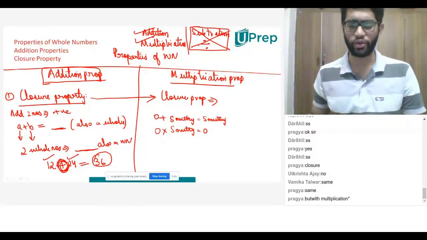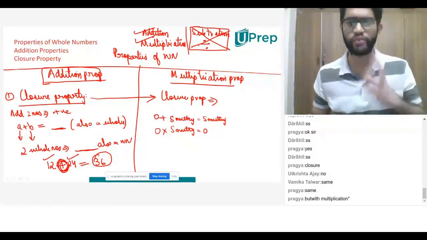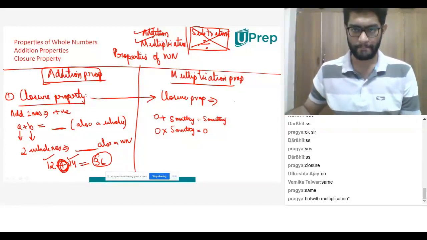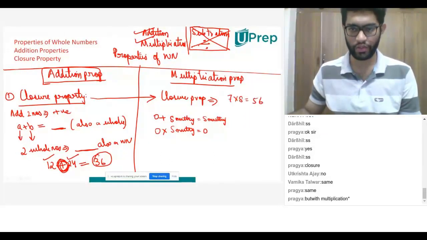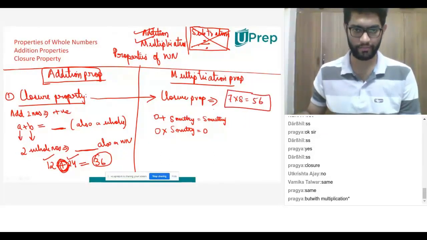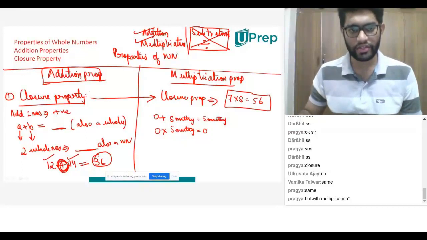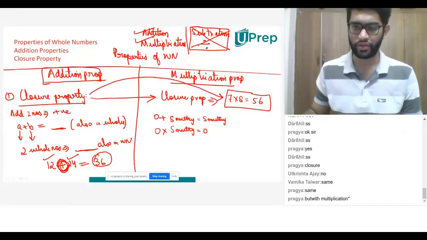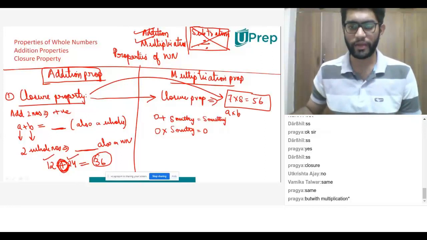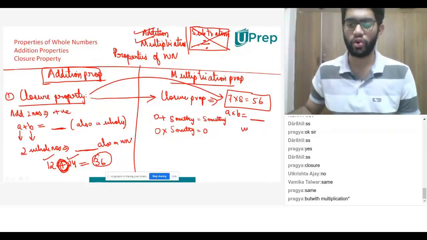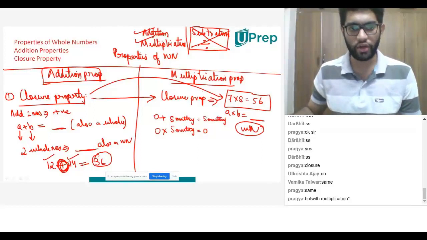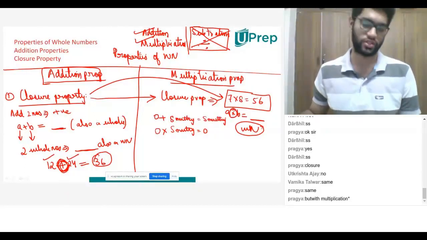Yes, that's what I want. I don't want definitions. I want examples. I want to know how you've understood it. Sir, I have three examples. Okay. Yeah. 7 multiplied by 8 is equal to 56. So what do you have from here? What has been derived? Sir, 56 is a whole number. Right, exactly. It is the same as the closure property of addition. So when two whole numbers are multiplied, the resultant answer is also a whole number. As simple as that. Instead of plus as an operation, multiplication is the operation.